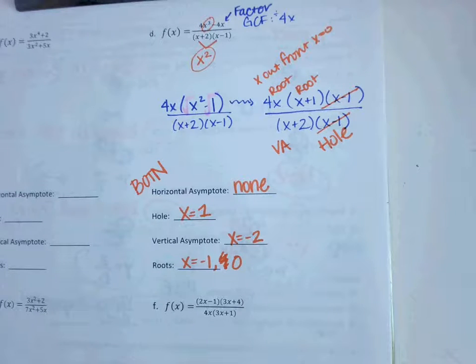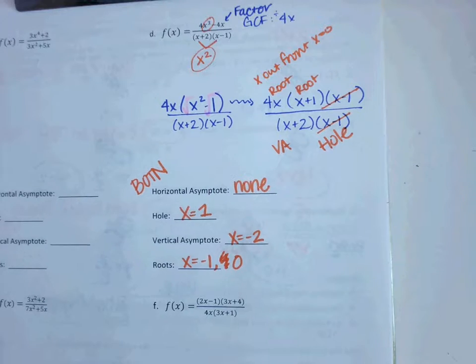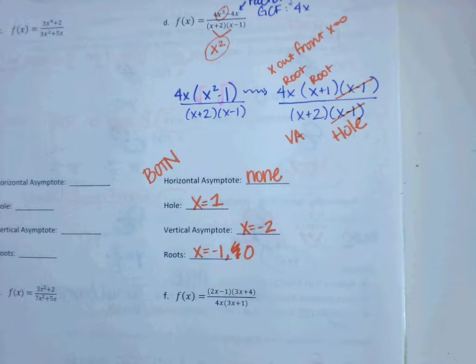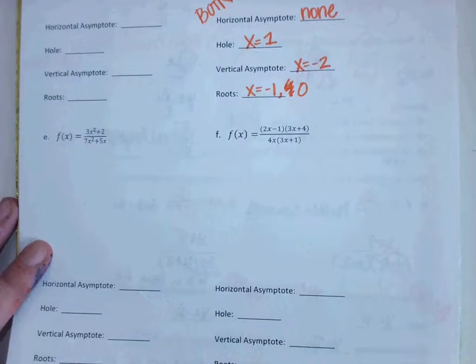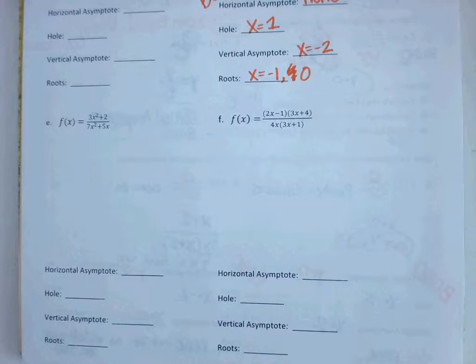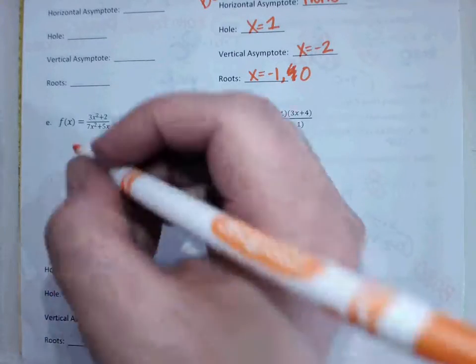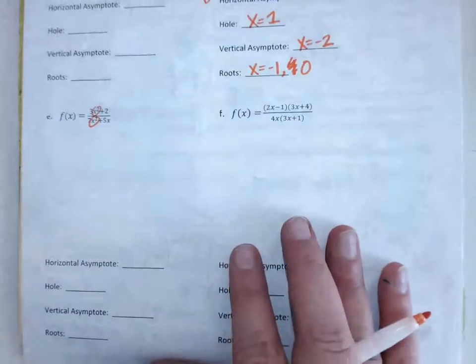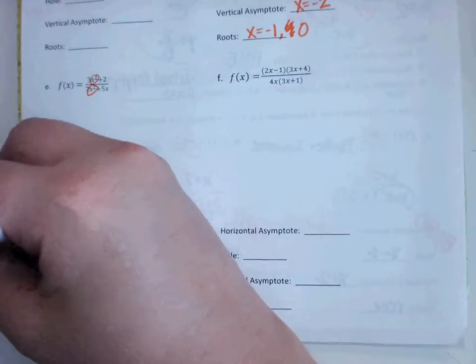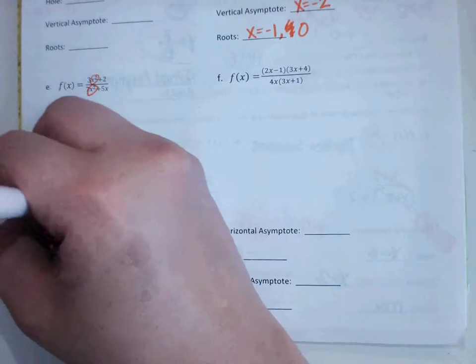Alright, next one that we're going to do is letter E. Go down to letter E. Okay, so I'm switching down to letter E. First thing I want to do is find my horizontal asymptote. Will that be a BOBO, a BOTTOM, or a BEDC for letter E? Okay, it's a BEDC. I have an x squared versus an x squared. That means it's a tie. So it's a BEDC, both equal.